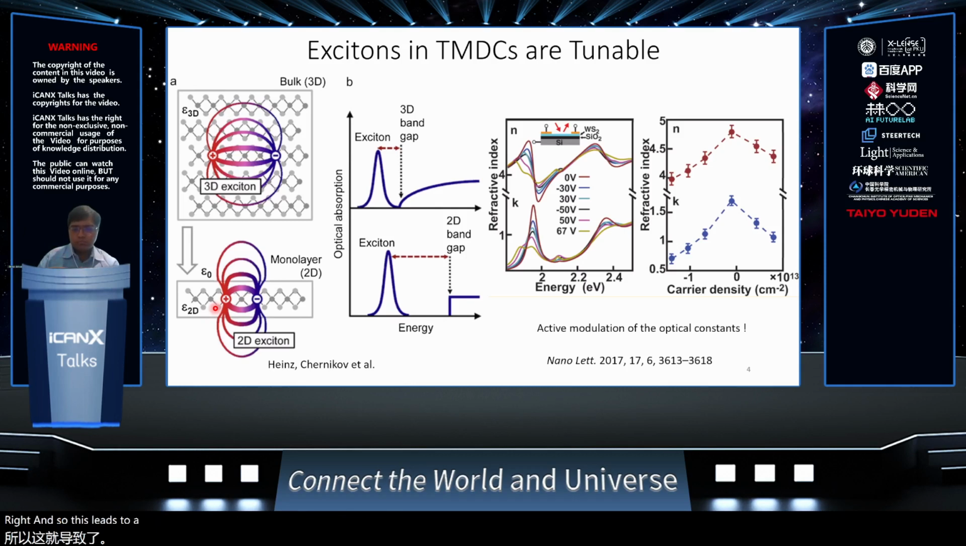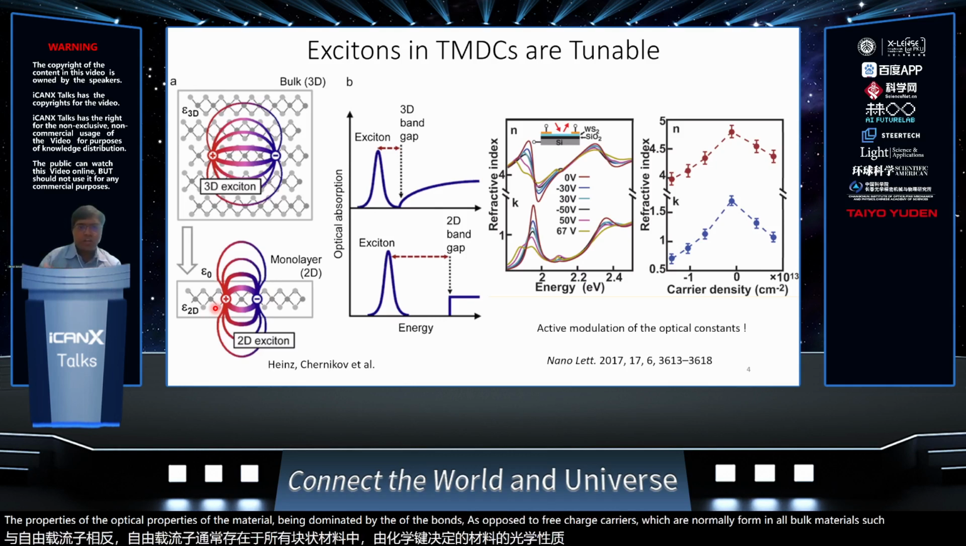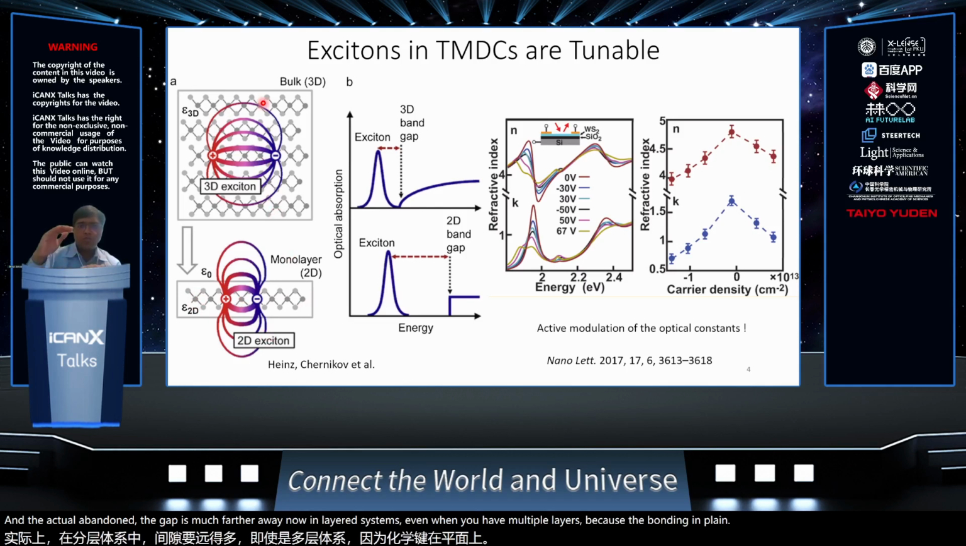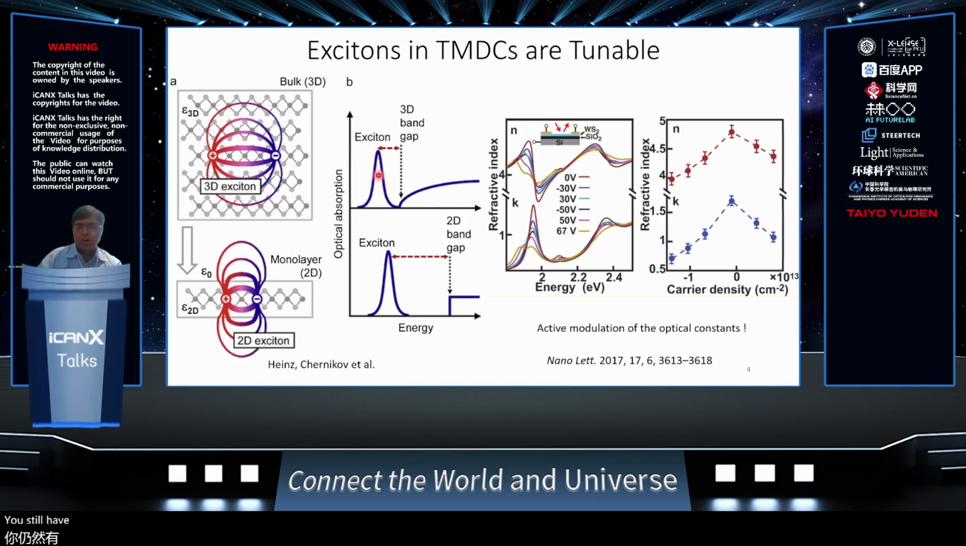And so this leads to the optical properties of the material being dominated by the excitons, as opposed to free charge carriers, which are normally formed in all bulk materials, such as silicon or gallium arsenide or gallium nitride, which was being discussed in the previous talk, right? And so in low dimensional materials, excitons dominate these optical properties. So you can see that the optical absorption is dominated by excitons, and the actual band gap is much further away. Now, in layered systems, even when you have multiple layers, because the bonding in plane versus out of plane is so different, you still have excitons dominating most of the properties as opposed to the bulk band gap, right? And so this makes these materials and their optical response quite interesting as opposed to other three-dimensional materials which have isotropic bonding in all three dimensions.